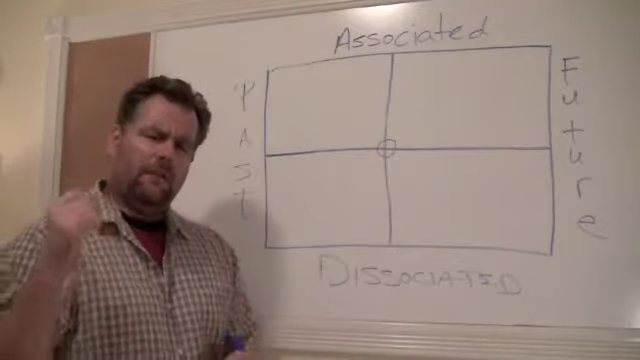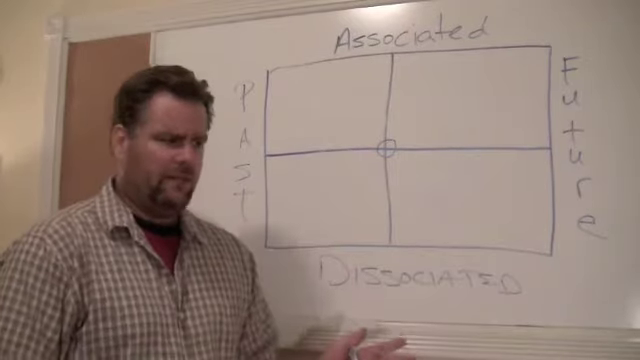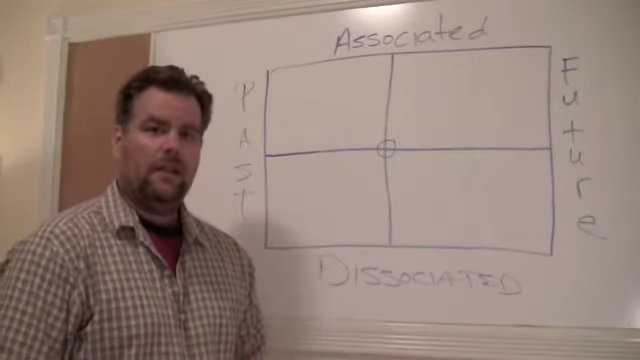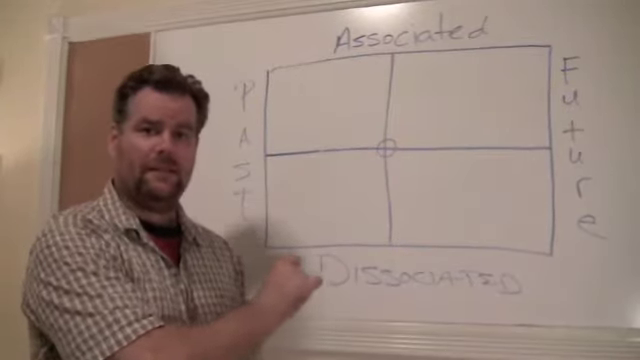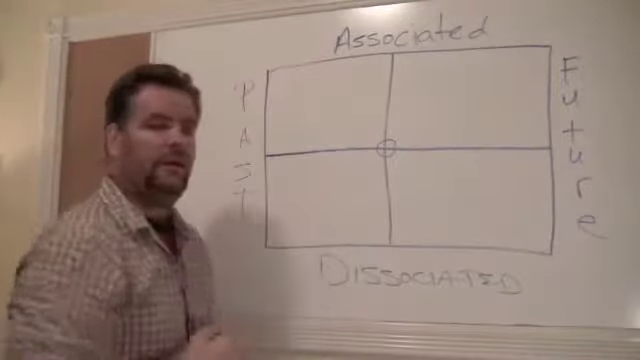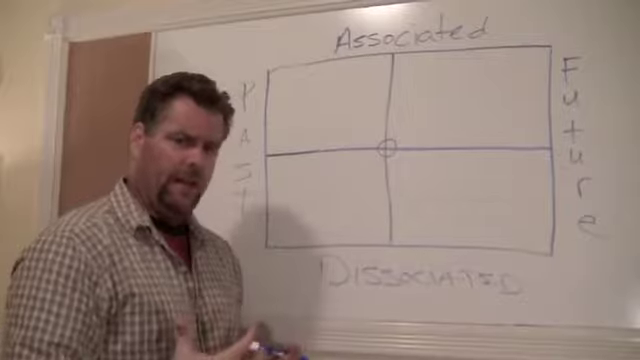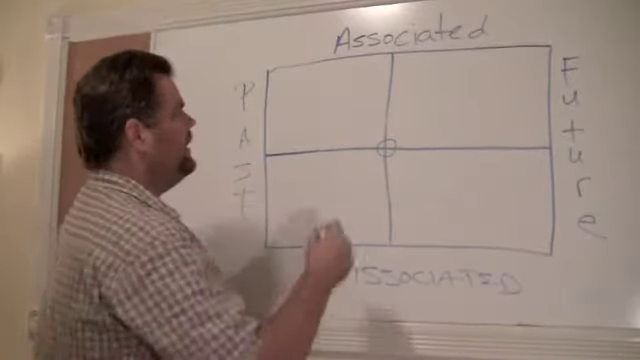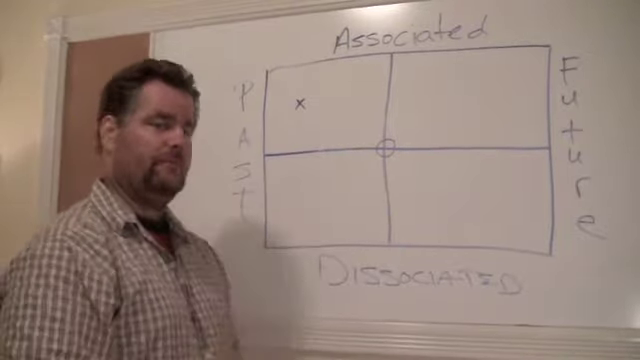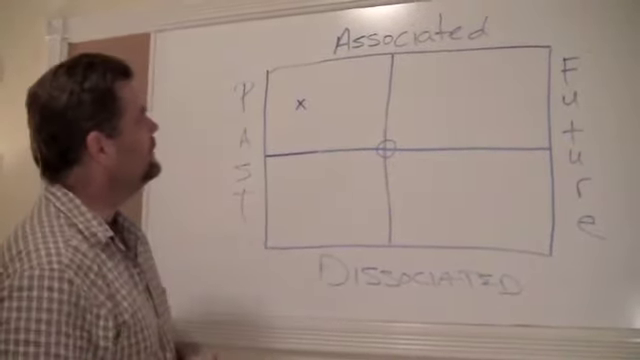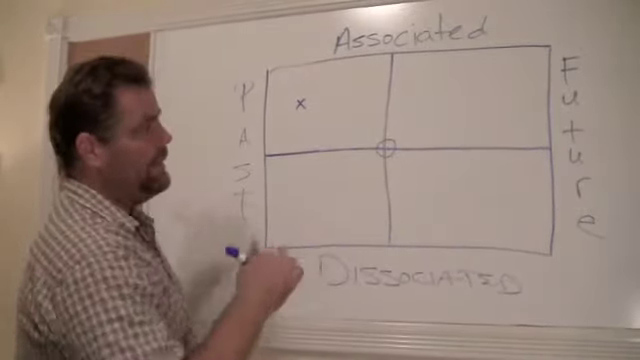Well, what am I angry about? I'm angry because my colleague spread a rumor about me at work. And so I'm angry at somebody. It's something that happened in the past, so automatically it goes over here. Well, am I associated or am I dissociated? Well, I'm associated because I'm caught up in the feeling. I'm feeling angry. So I'm angry over something that happened in the past, and I'm associated.